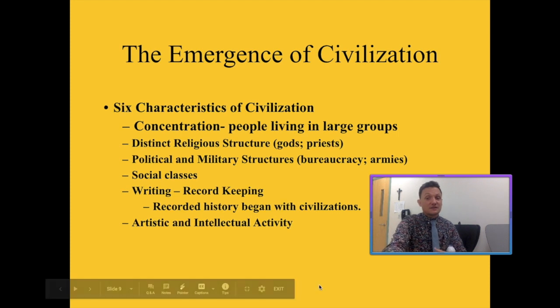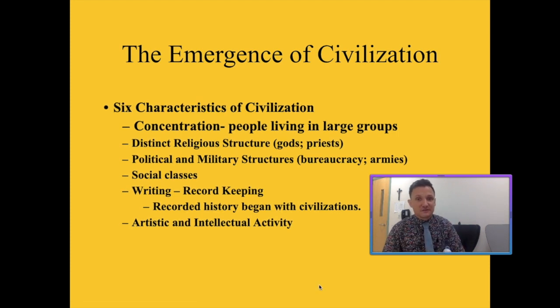As they begin to start these settlements, there are 6 characteristics of a civilization. One of them being concentration, a group of people living in large groups in one area. Another big thing of a civilization is a distinct religious structure, as in having gods, priests, tribute was a big thing as well. Taxation of goods for the religious community was a very important piece to early civilizations. Political and military structure is very big. Bureaucracy, armed military forces, things like that. Social classes is another very important characteristic of a civilization. And the other 2 at the very bottom are super important.